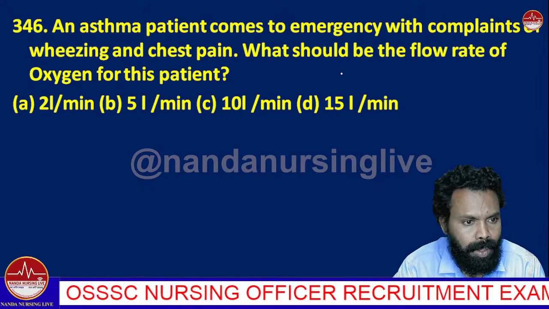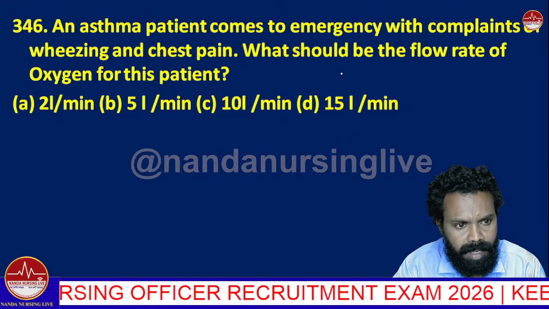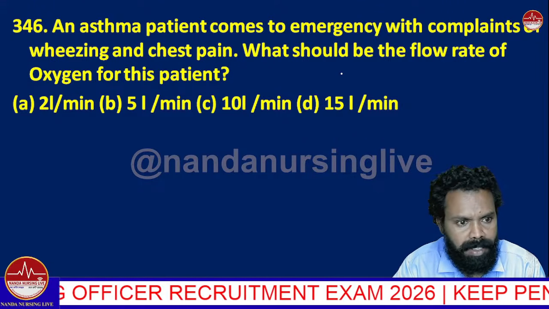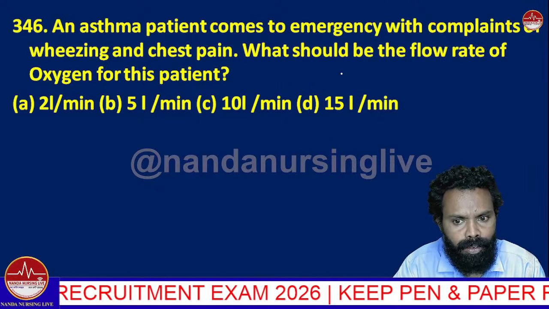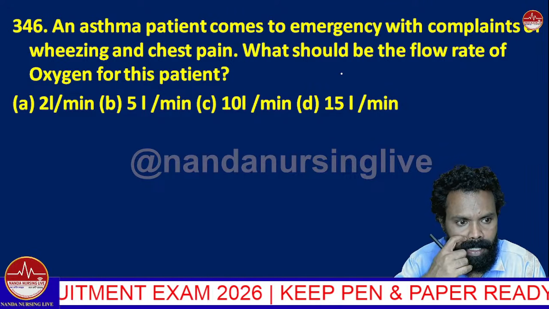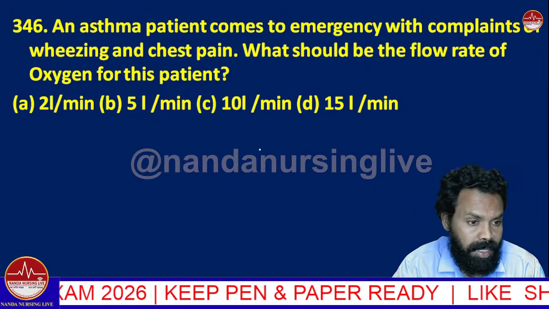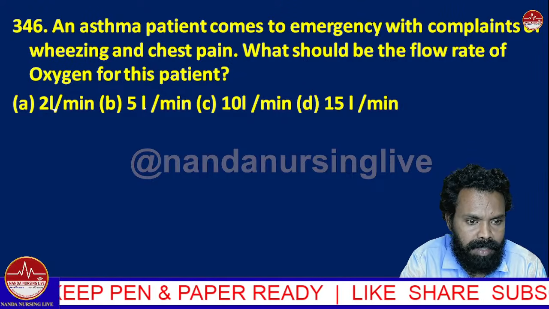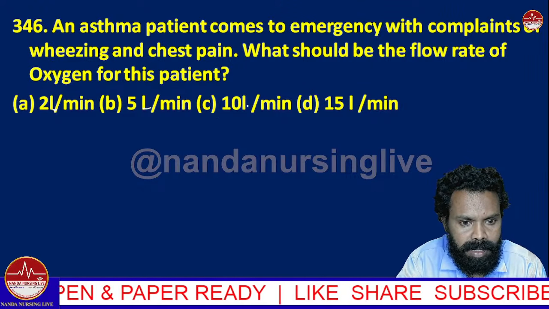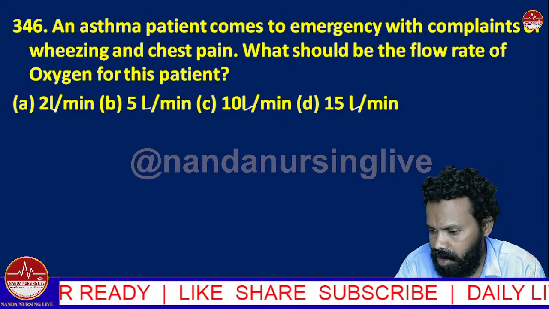Next question, question number 346. An asthma patient comes to the emergency with complaints of wheezing and chest pain. What should be the flow rate of oxygen for this patient? Option A is 2 liters per minute. Option B is 5 liters per minute. Option C is 10 liters per minute. Option D is 15 liters per minute. So which option is the correct answer, beta?